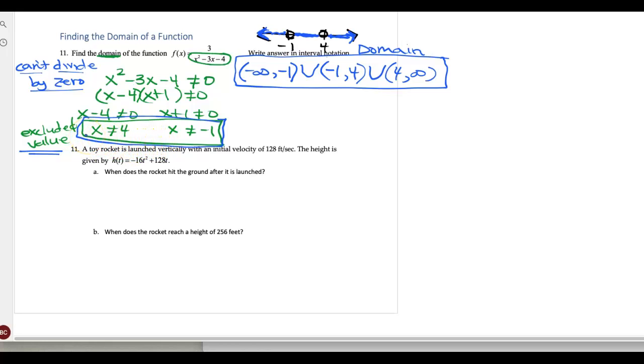Questions on that? Like I said, that was one of the questions on the last exam where there were some people that missed it. So this is giving you another chance to make sure that you understand domain really well. And when we have a fraction, we just have to look to see which numbers would make us divide by 0, because we can't divide by 0.